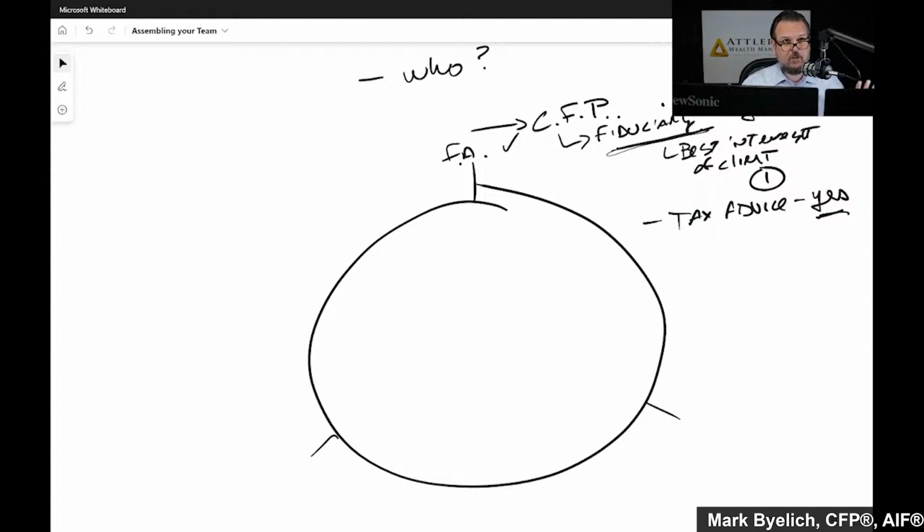So it drives me crazy that these folks say, we don't do that. We don't give tax advice. And the reason they don't is because it's very complicated.